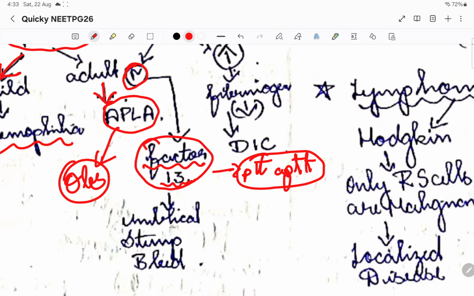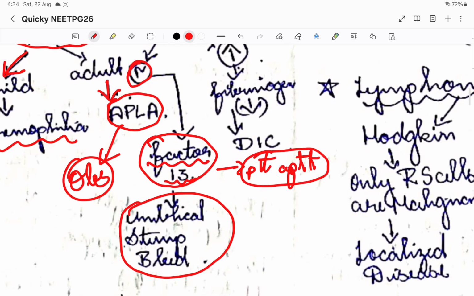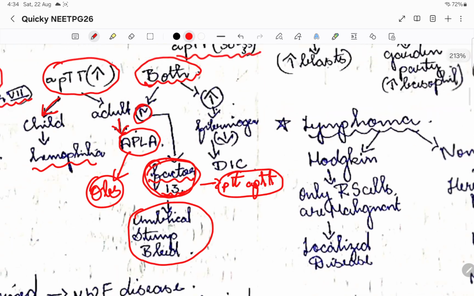Where can we see this? It can be seen in umbilical stump bleed. If factor 13 is defective, then after the delivery of the baby, when we are doing the umbilical cord cutting, after the umbilical cord is cut, there is increased bleeding from the umbilicus. It should suddenly stop, but if there is increased bleeding from the umbilical stump, then we can suspect that it is a factor 13 defect.